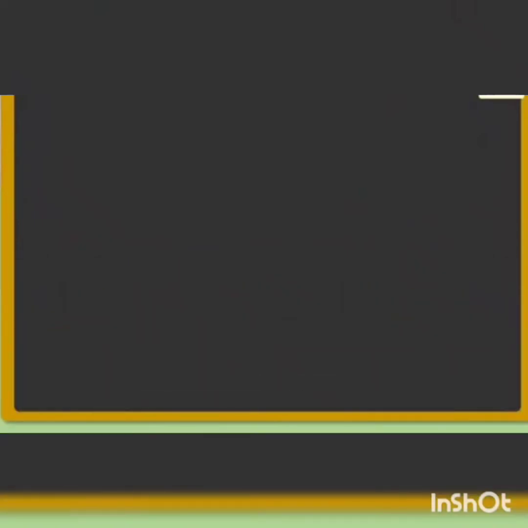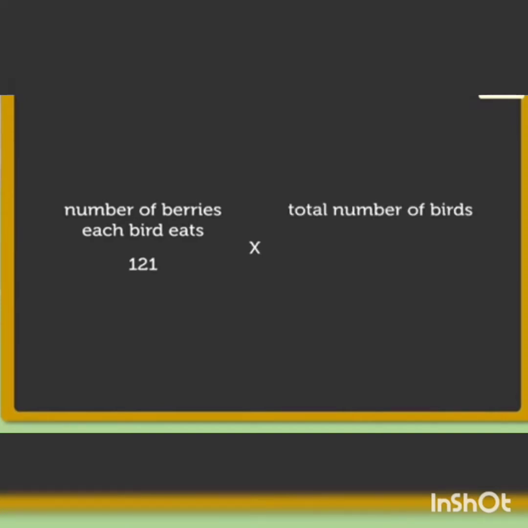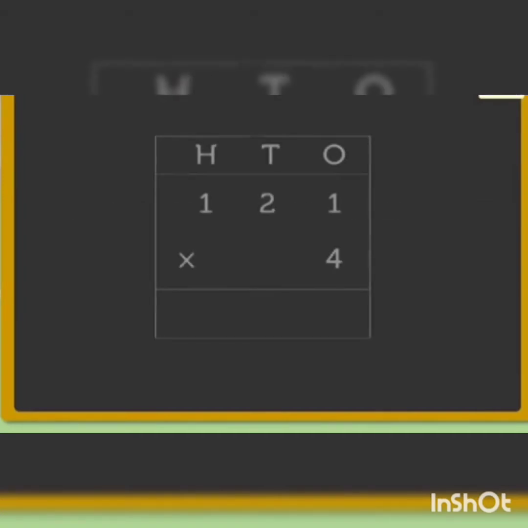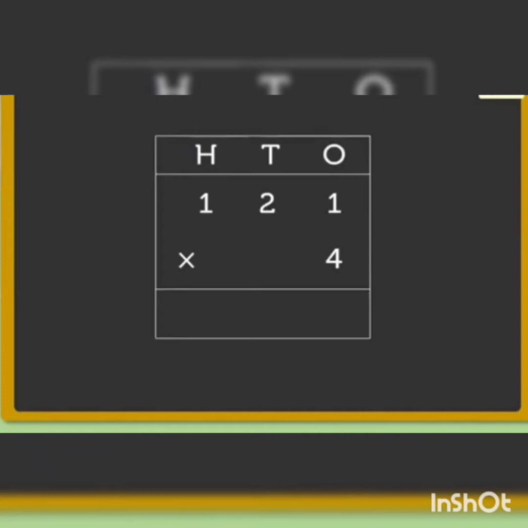Each of them had 121 berries. So, to find the answer, we have to multiply the number of berries each bird eats, that is 121, by the total number of birds, that is 4. First you write the numbers on the basis of their place value chart. And here 121 is the multiplicand and 4 is the multiplier.